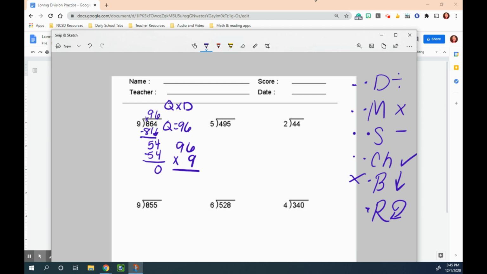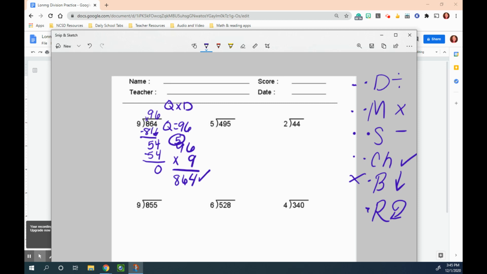6 times 9 is 54. Carry that 5, bring it over to the tens. 9 times 9 is 81, and you add 5 more on to 81, and that gives us 86. And we have 864 as the dividend, and 864 is the check. It works out, and that is some long division. Of course, if you have a remainder, you would have to add that remainder on there or put it off to the side at the top.